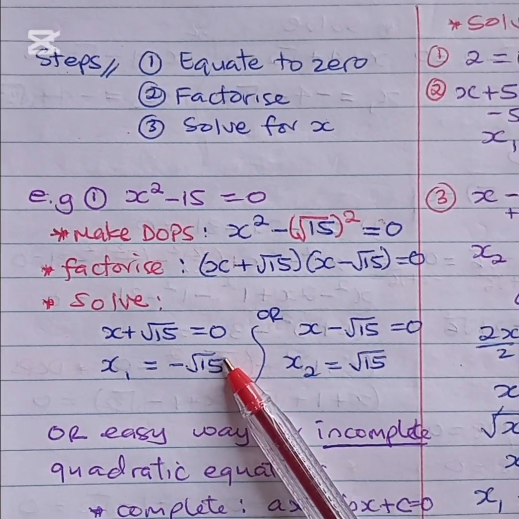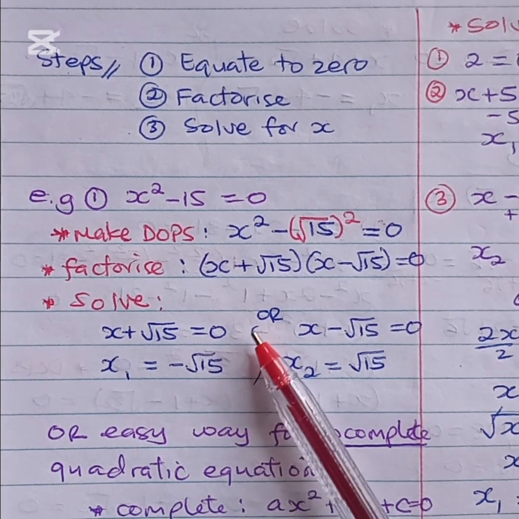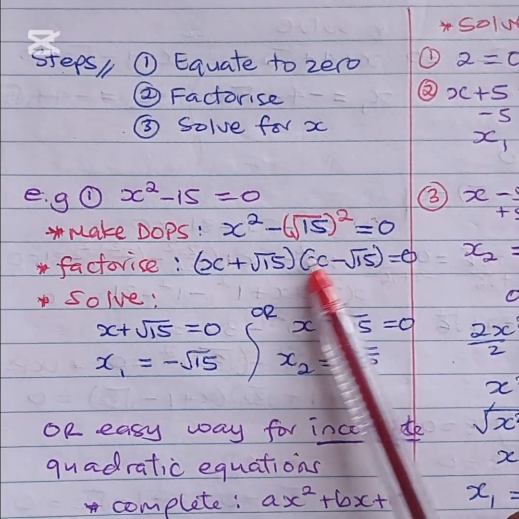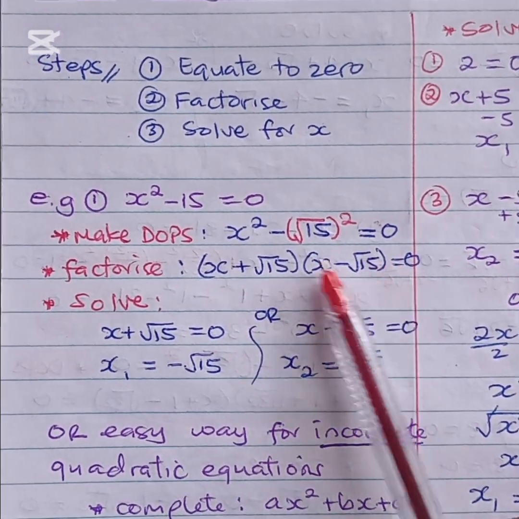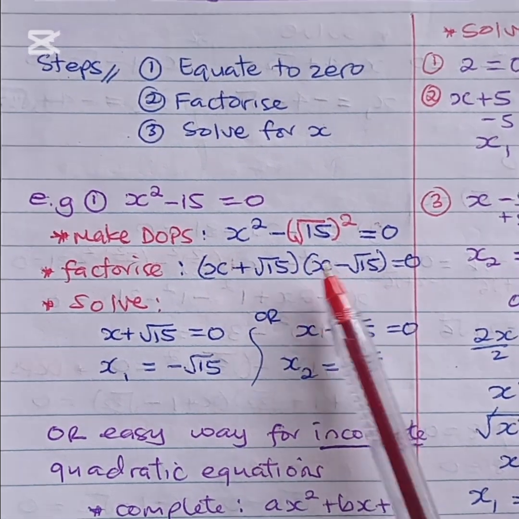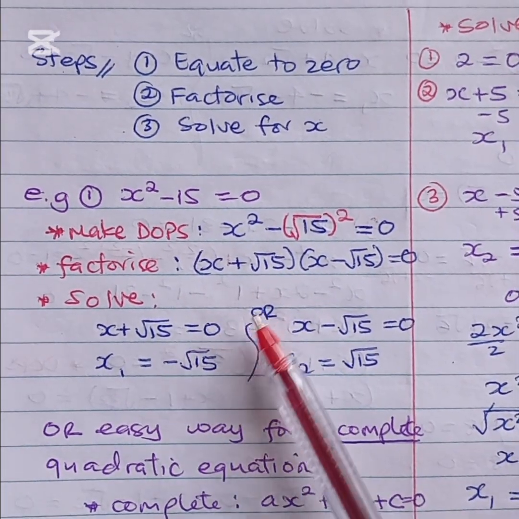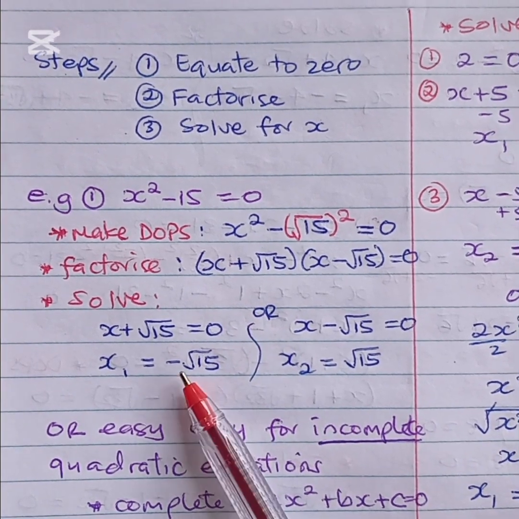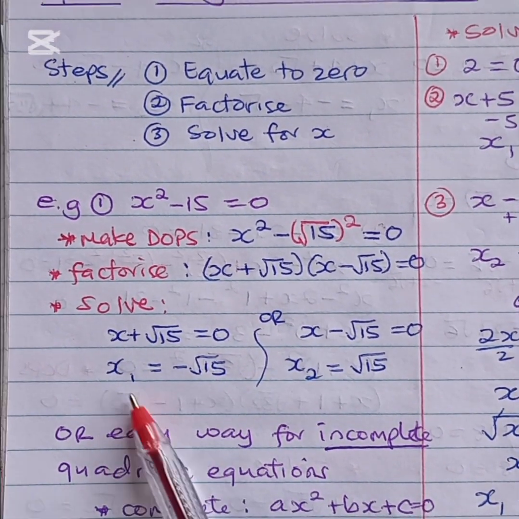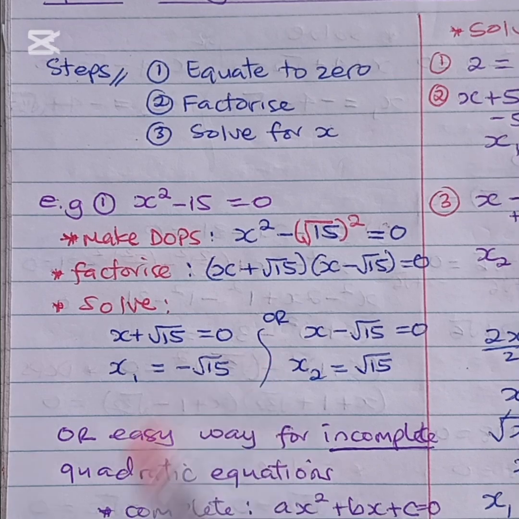So why do we equate each factor to 0? Well, since they are multiplied to give 0, that means either one of them is 0, since 0 times anything is 0. We don't know which one for the moment, so we assume that both of them are 0. That's why we equate each one of them to 0.